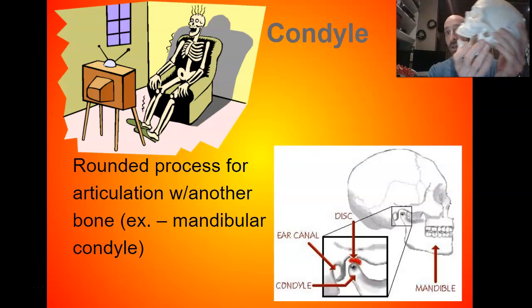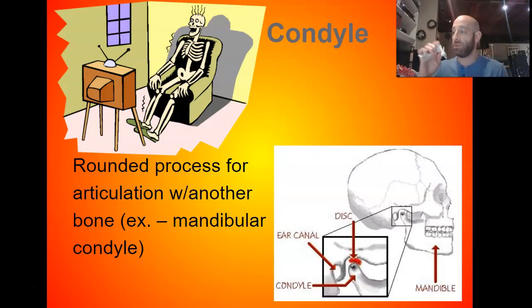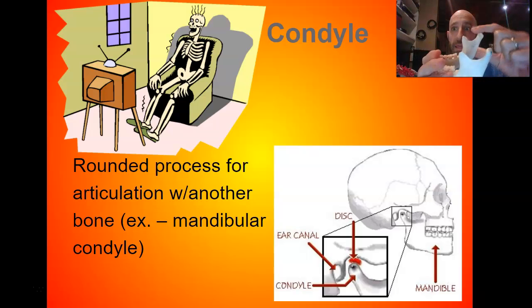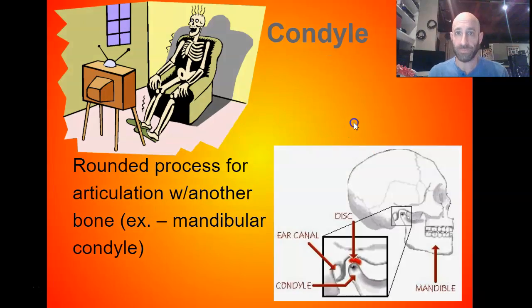What you're feeling there is this joint right here, which is called the TMJ, the temporomandibular joint. This is the temporal bone, this is the mandible. And the reason you're able to do that is because this bone has a rounded process. If I hold up this bone to the camera, you can see that this is rounded. That is called a condyle, and it allows the jaw to open and close. If it was not rounded, it would be very painful every time you opened and closed your mouth. So that is called a condyle.